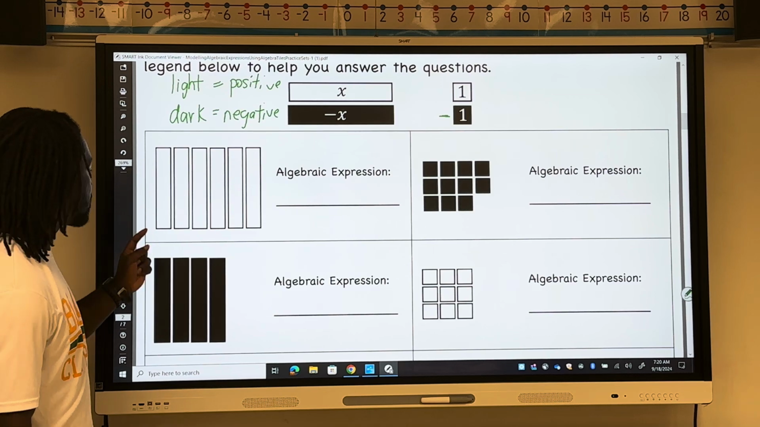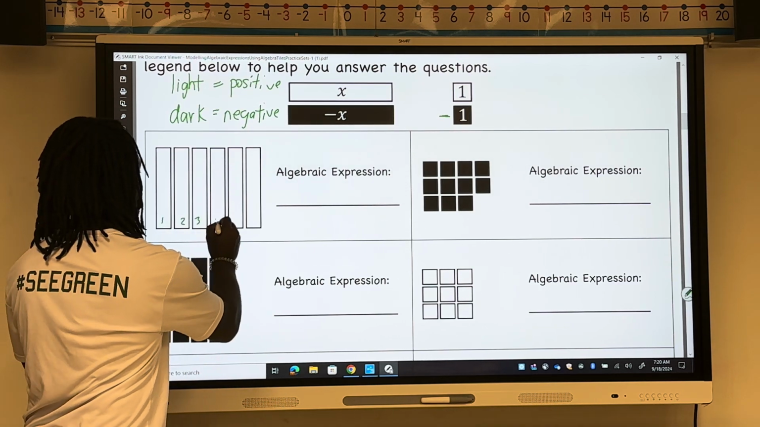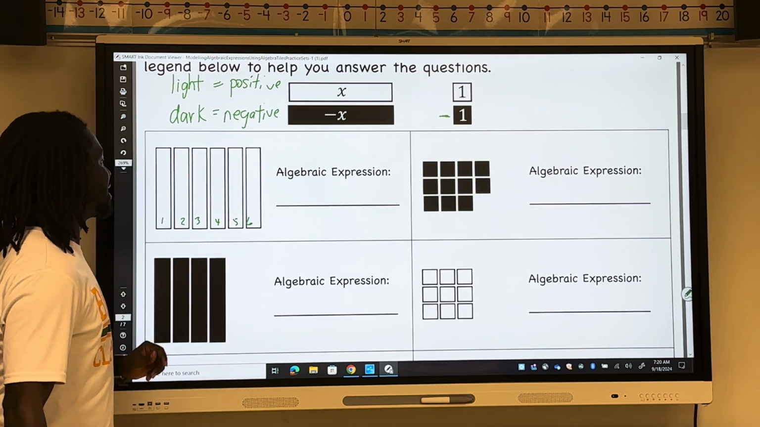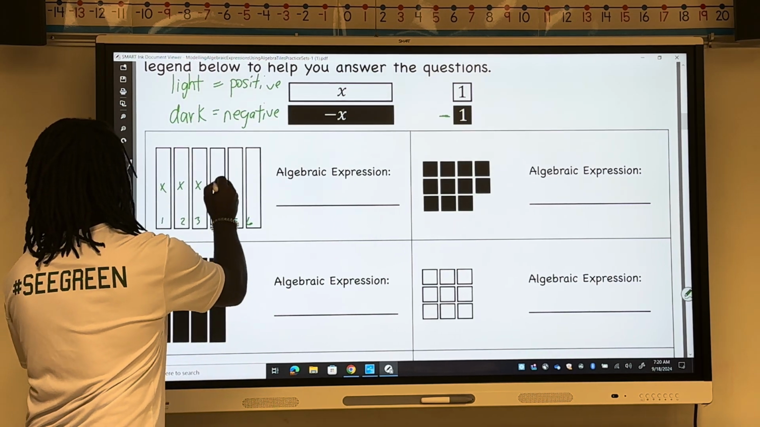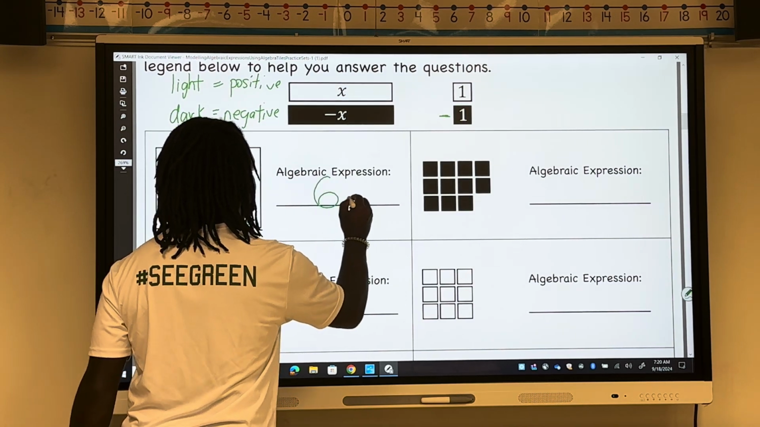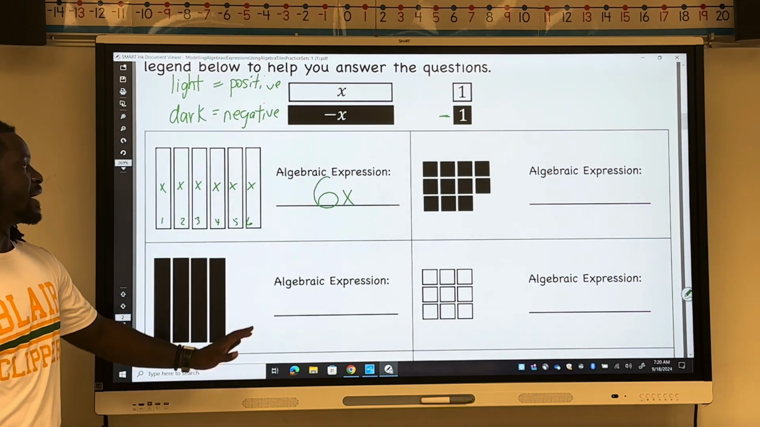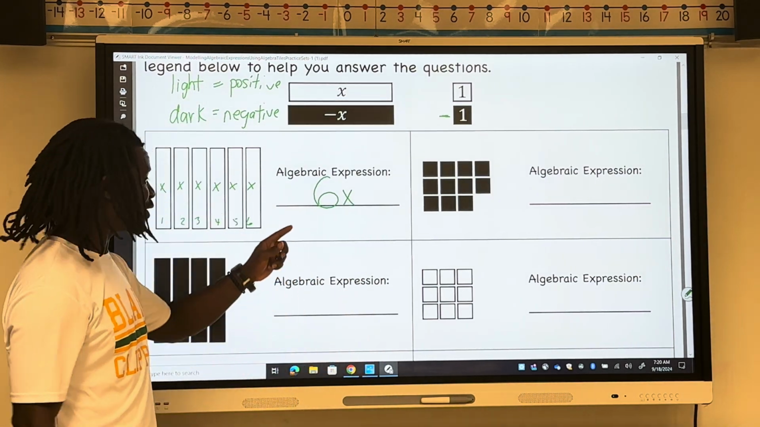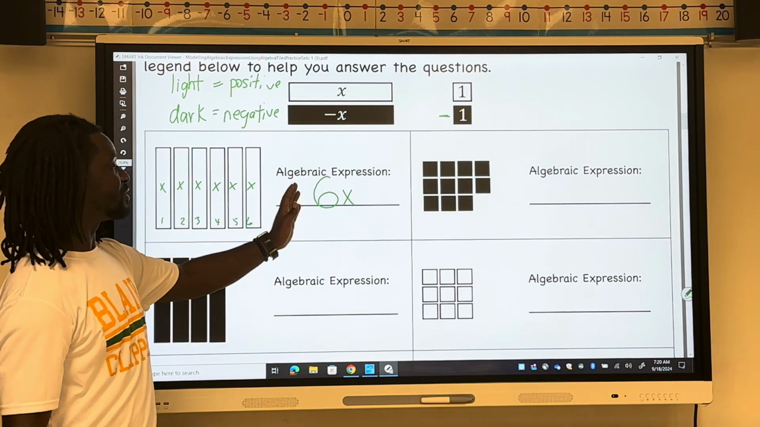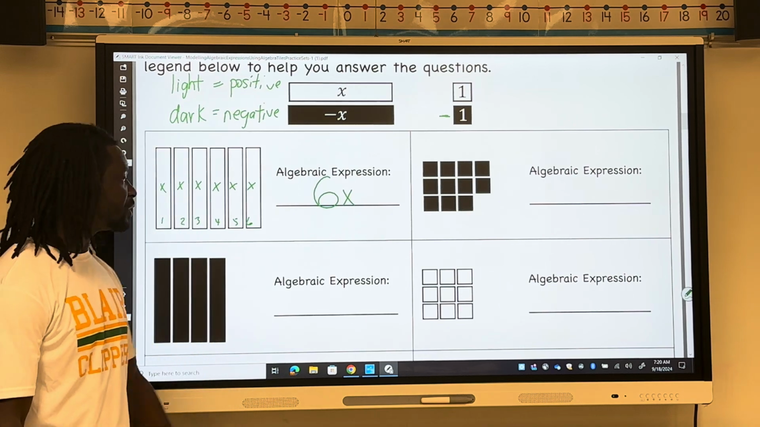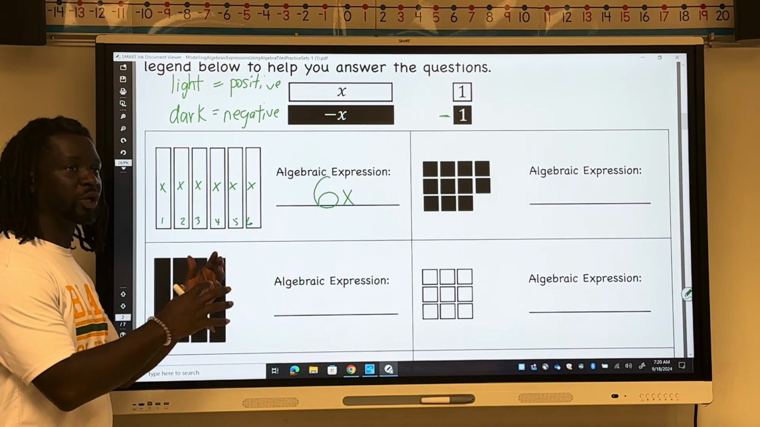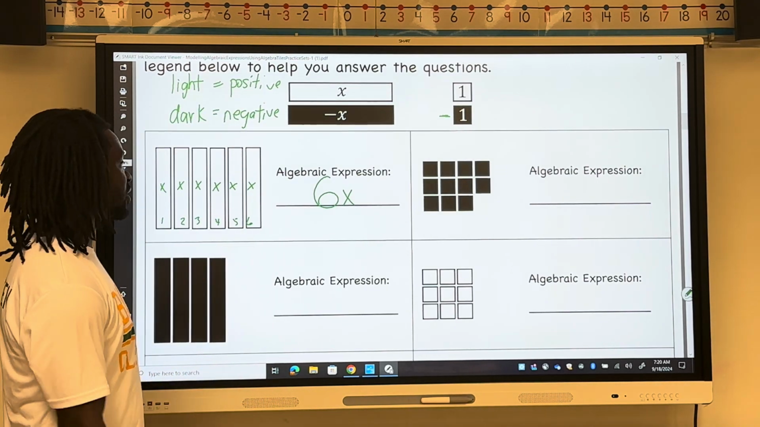Here I have 1, 2, 3, 4, 5, 6. I have 6 X's, so each of these is an X, and I have 6 of them. So the algebraic expression would be 6x. I'm going to say this word now: the 6 is called the coefficient. It is the number in front of the letter, the number that's being multiplied with the variable. And then the X is the variable. You're going to hear me say the terms coefficient and variable a lot, so I wanted to introduce them here.